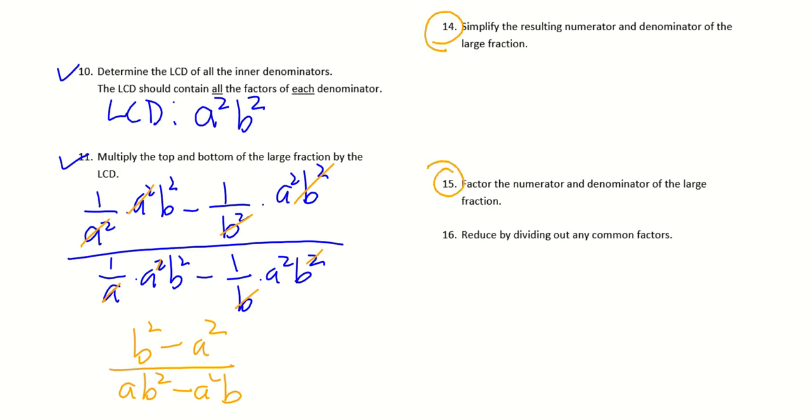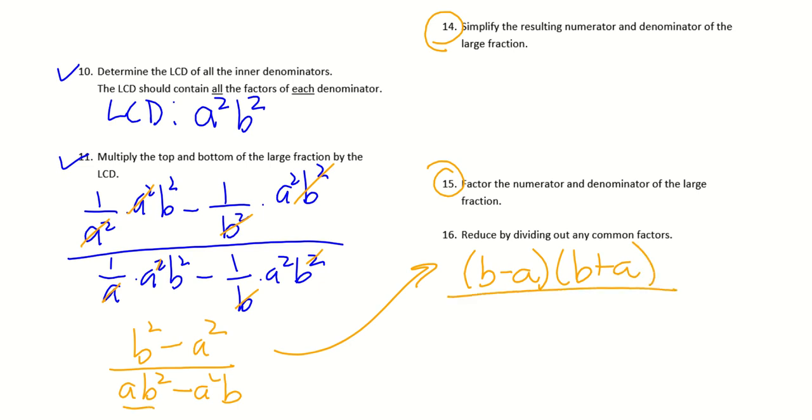So that takes us to 15. We're going to factor the numerator and denominator. So I'm going to take this to here. B squared minus a squared factors to b minus a times b plus a. In the bottom, I have a GCF of ab. So if I factor out ab, that leaves me b minus a.